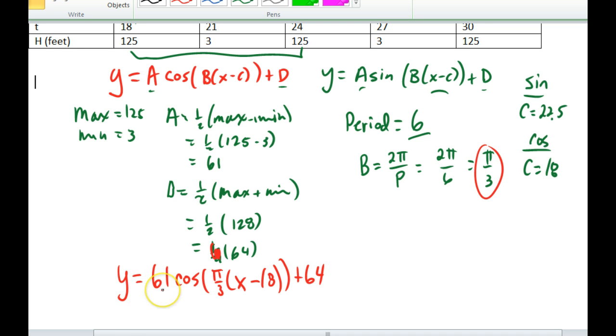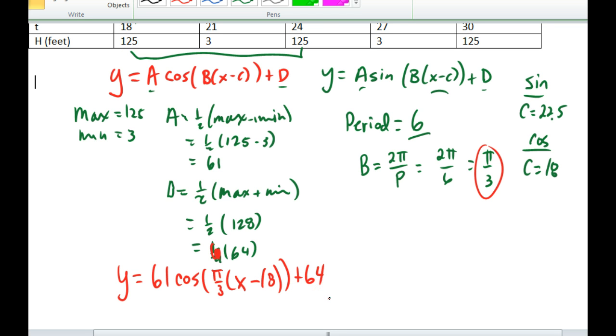Amplitude is 61. That means that I go from 3 to 125. If I double that, that's that distance. And then this right here, 64, is my vertical shift up. That's the halfway point of this graph.